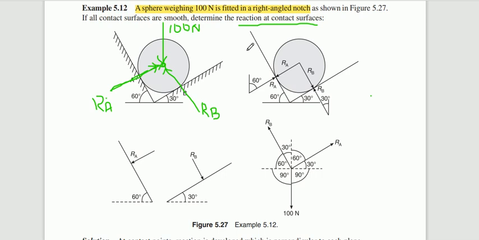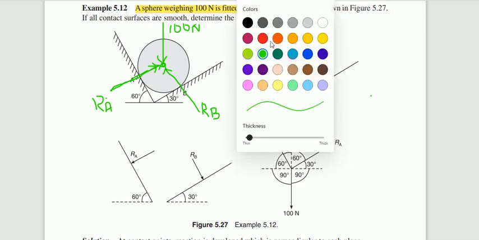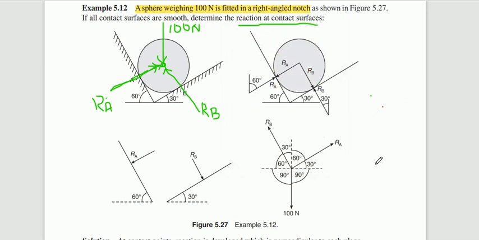Now the thing is, RA and RB are not horizontal here. These are all inclined forces. So what may be the inclination with respect to the x or y axis? What is the inclination of that inclined force that you need to find out? How are you going to find that? We have some theory.